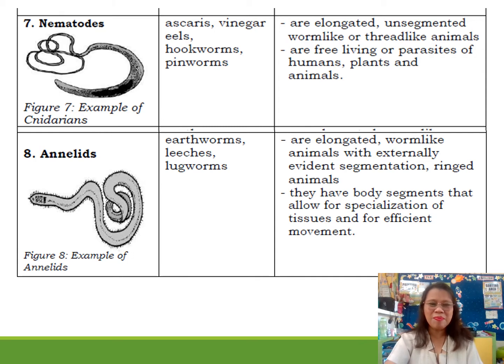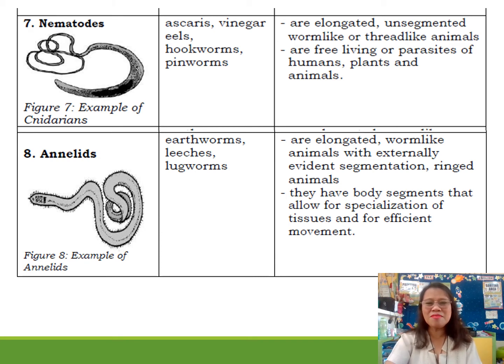And finally, the eighth group of invertebrates is the group of annelids or belonging to phylum Annelida. They are also elongated, worm-like animals with externally evident segmentation or ring animals. Just like earthworms, class, if cut, it's just okay. It will regenerate and still survive.